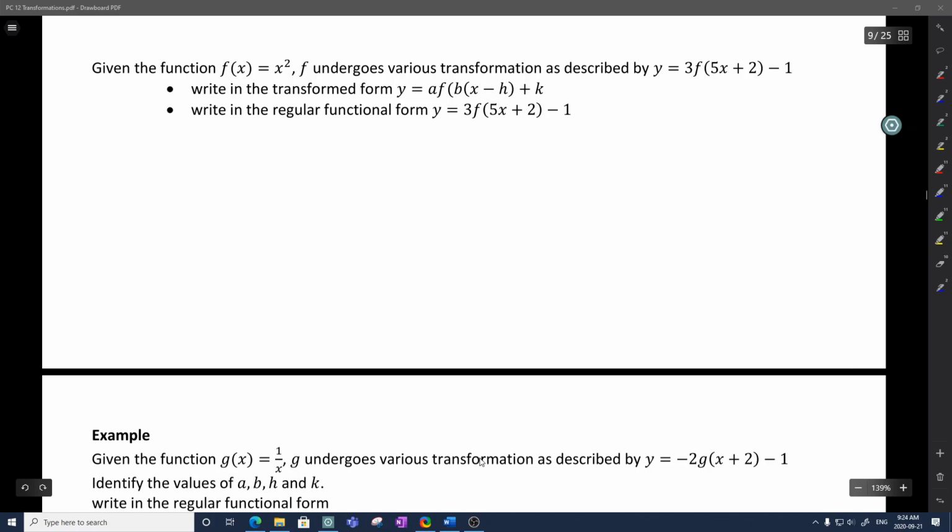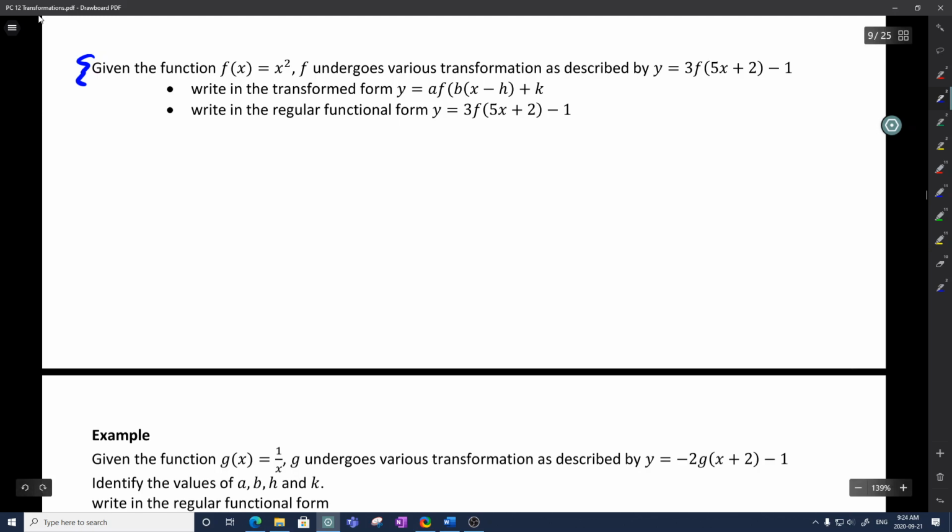We're going to be moving on to the next example. The next example of what we're going to be doing here is, now let me just get my cursor. Here is given the function f of x is equal to x squared. F undergoes various transformations as described by y is equal to 3 f, open brackets, 5x plus 2 minus 1.